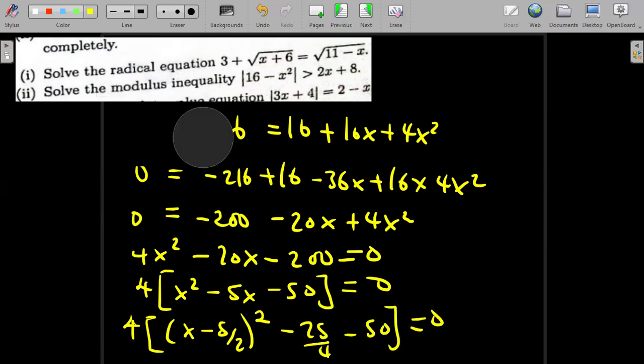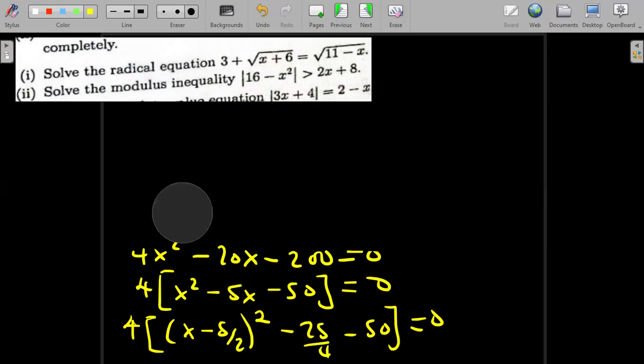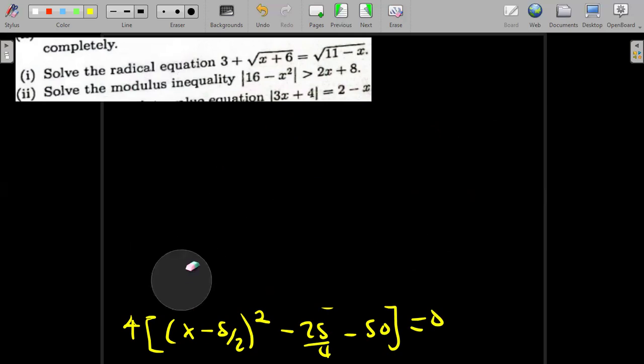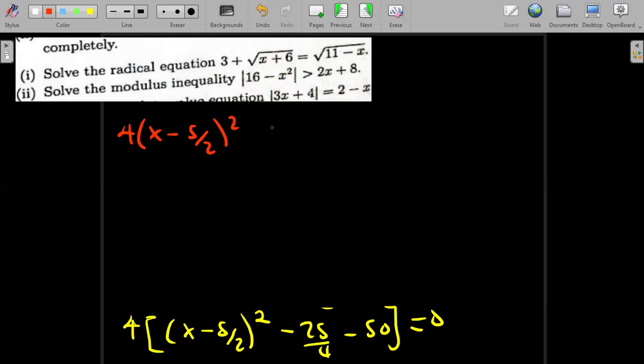Then from there, this is just going to be equal to, expand out the 4, you have 4 times x minus 5 over 2 squared. Then that is going to be negative 225. When you multiply by 4 there, let me just multiply 50 by 4, you get 200.